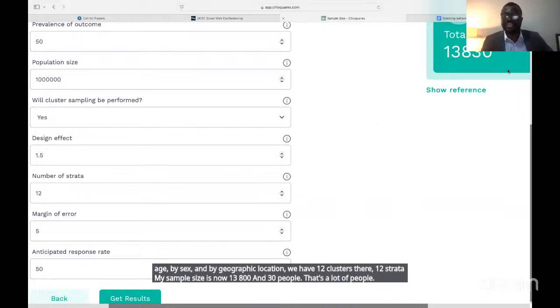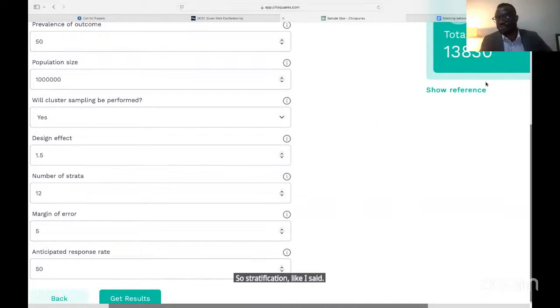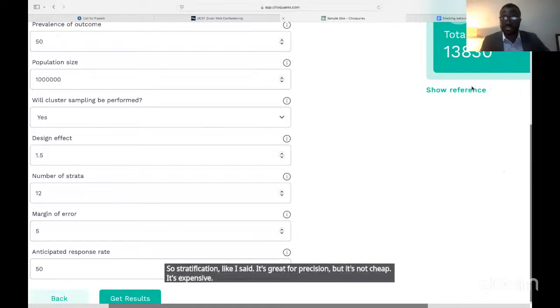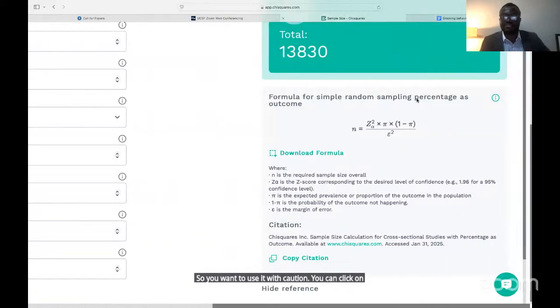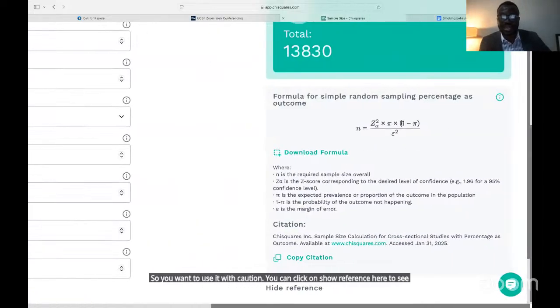So stratification, like I said, is great for precision, but it's not cheap. It's expensive. So you want to use it with caution. You can click on show reference here to see the formula used.